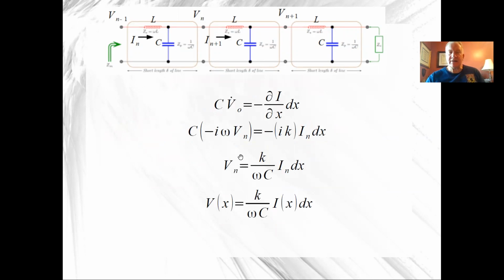So let's solve for the voltage. The minus signs cancel out, the i's cancel out. We end up with k over omega C I_n dx. And really, this is just for the nth segment. So we could really just call it V(x) is equal to k over omega C I(x) dx. So the voltage is a function of x, and the current is a function of x, in essence a function of position.